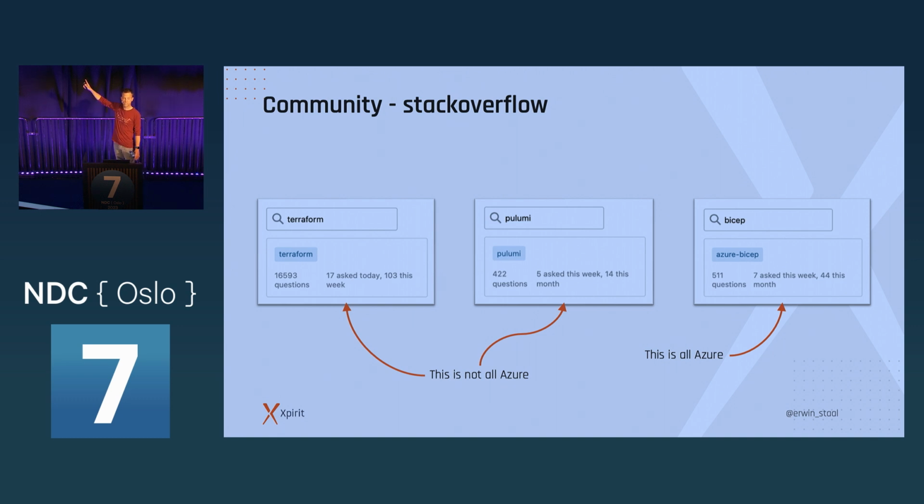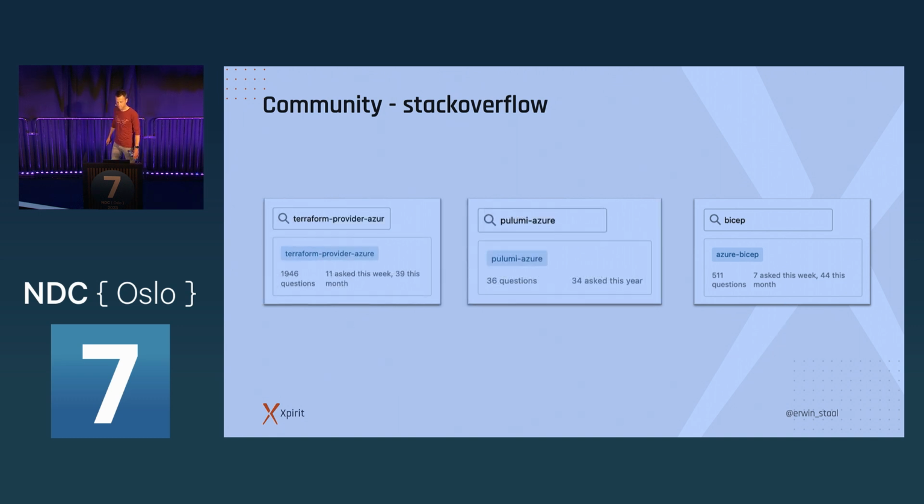And Bicep obviously is always Azure. So if we zoom in a bit and get the specific tags for just the Azure-related stuff, because there's also tags for that, then especially on the Pulumi side, things start to get a bit worrisome. Terraform is kind of okay, but there's quite a few things happening on the Pulumi side there.